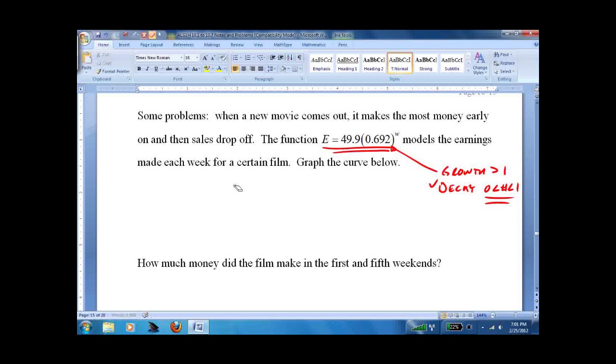And that makes sense. A movie comes out, it's very popular, a lot of people go to see it. Then after a little while, other movies are out, so people go see those instead. They don't want to see the same old movie. So, since it's a movie, it can't have negative. We'll start with 0. We'll go 1 and 2.